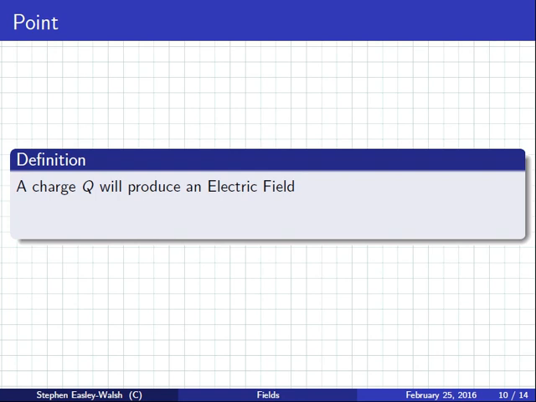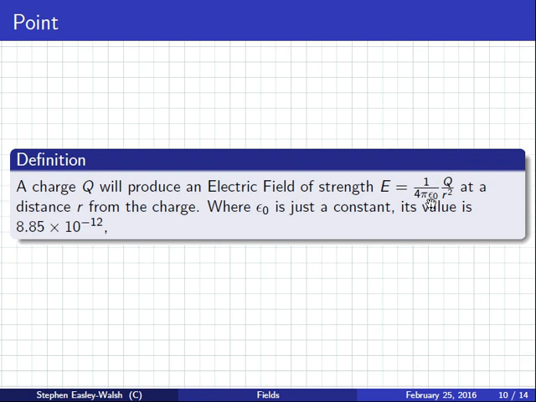So it won't surprise you to see the formula is like this. The R squared is down below, because the bigger the R, the weaker the field, because you're further away. The charge is on the top, and this here is just a constant, 4 pi epsilon zero. This is a physics constant, okay? Now, the value of epsilon zero is 8.85 times 10 to the minus 12, and we'll work out what the units are for the moment.